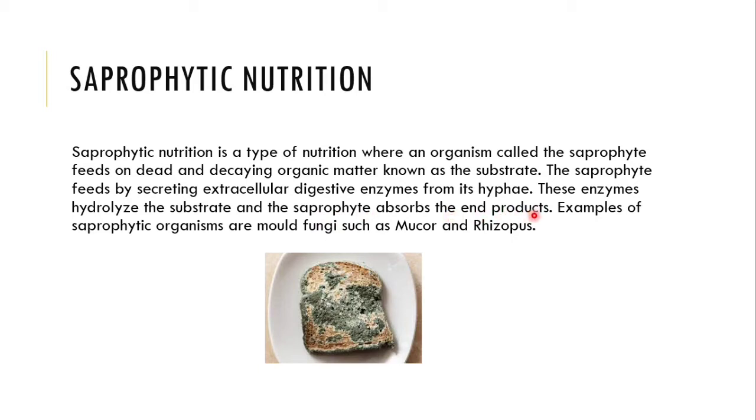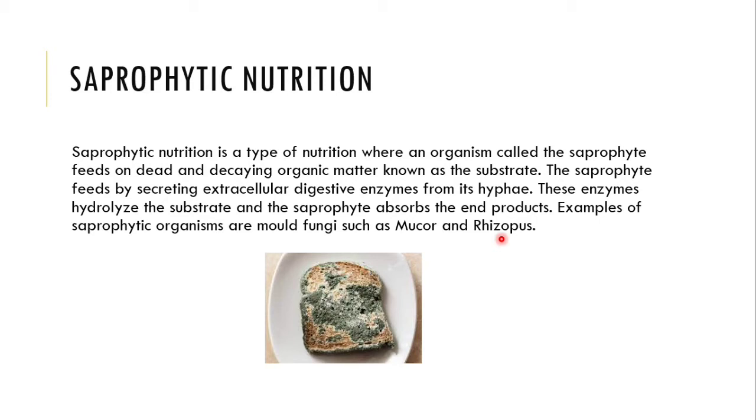The enzymes will break down the substrate, and when an enzyme acts on a substrate, we're going to have products. The products will be absorbed by the saprophyte. Are you following? Now, examples of saprophytic organisms are mold fungi such as Mucor and Rhizopus. If this is too much for you to take in, you have to take your time.